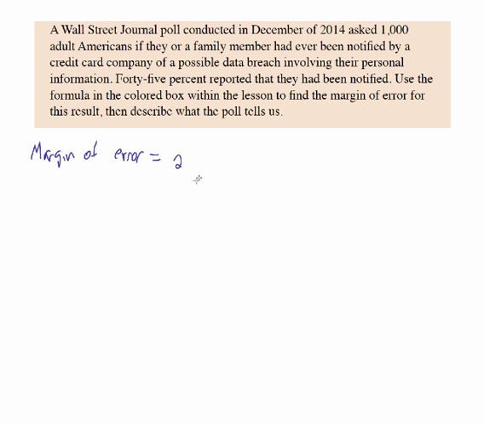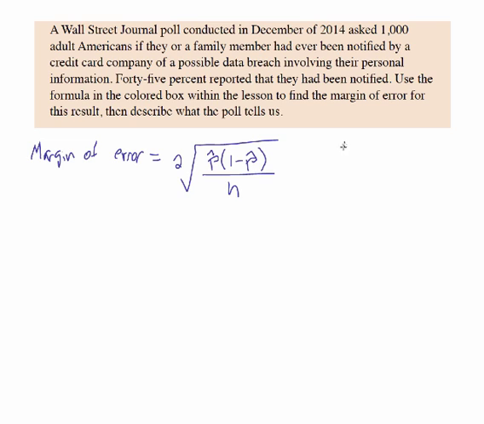Margin of error formula is 2 times the square root of p hat times 1 minus p hat over n, where n is the number of people that were polled, and p hat, and by the way, isn't that great? You write a p with a little hat on it, and you actually call it p hat. Math is awesome. Anyhow, that's the sample proportion. That's the percentage of people written in decimal form that gave the response we're interested in.